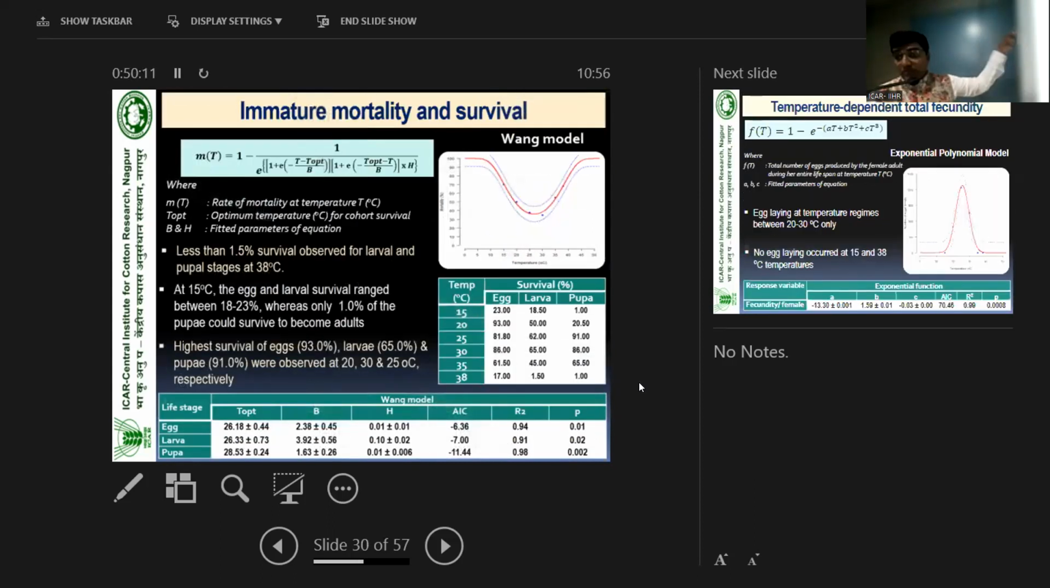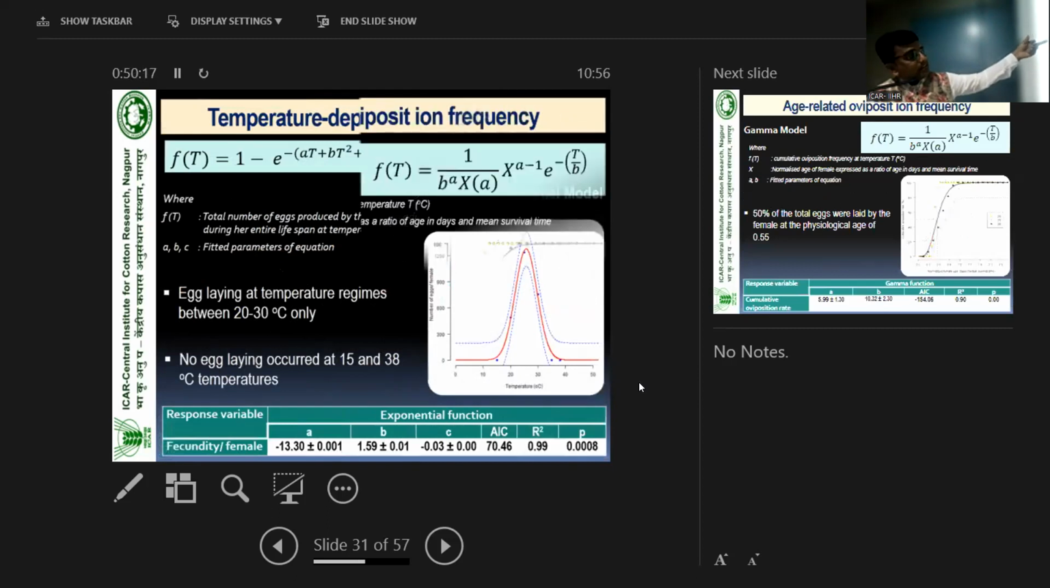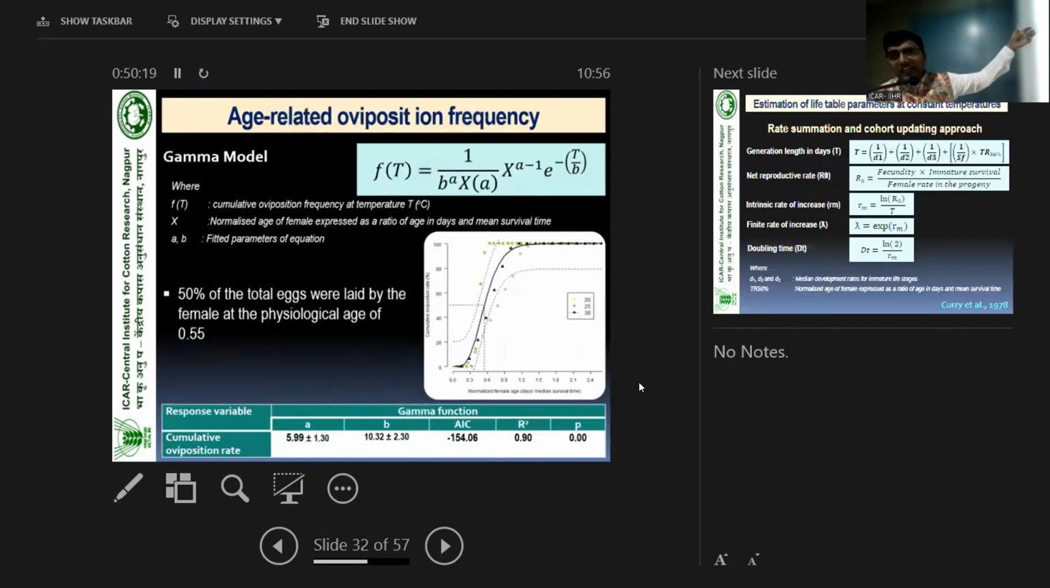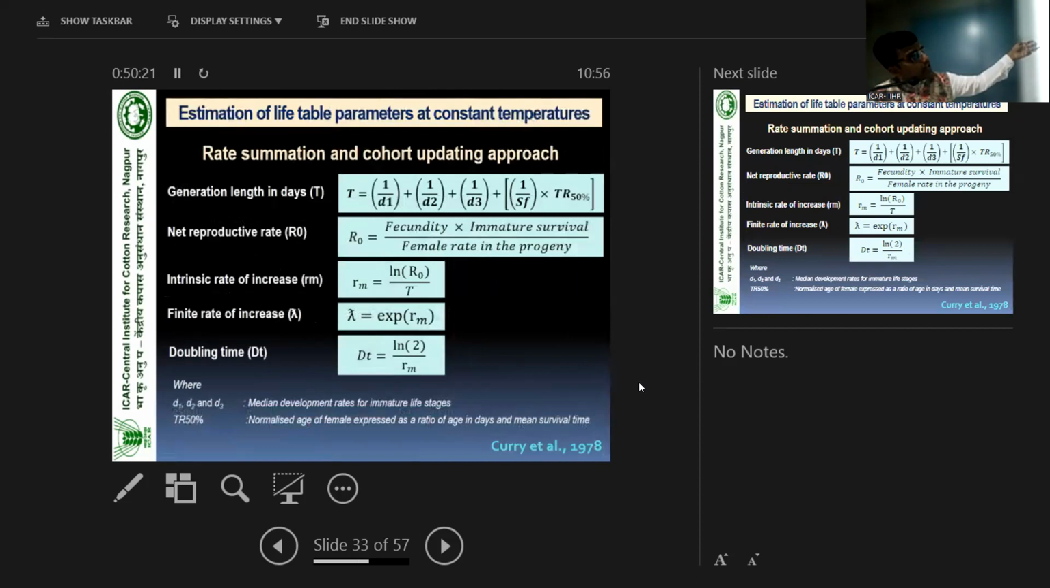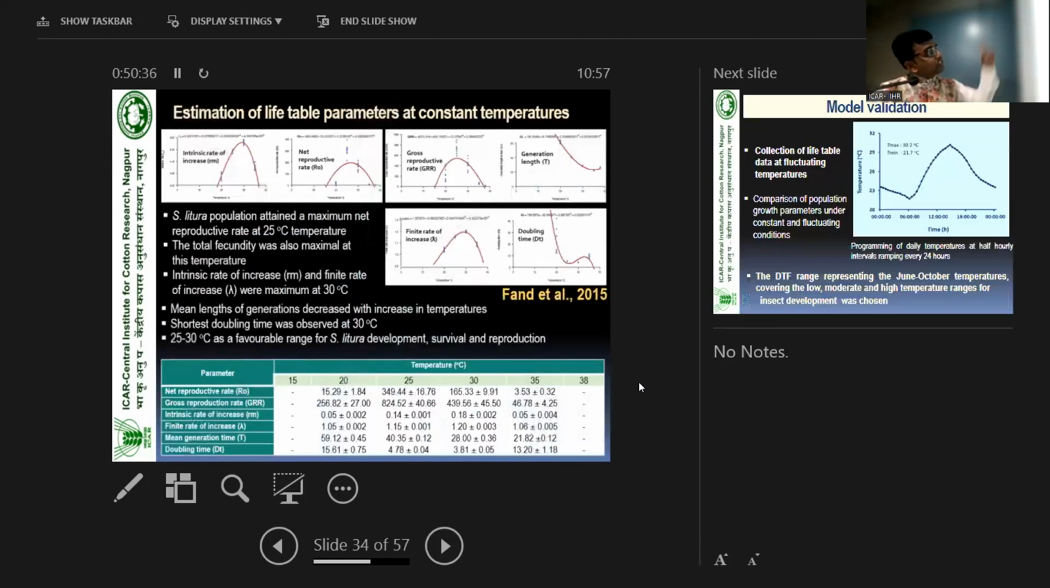Already in theory we have seen mortality, development rate, development time, then fecundity, then age-related oviposition frequency, and different life tables. These are already known to you. That is intrinsic rate of increase, finite rate, doubling time, net reproductive rate, generation time. These are common life table parameters, how they are estimated at different temperatures. So this is the picture, graph and tabular presentation.